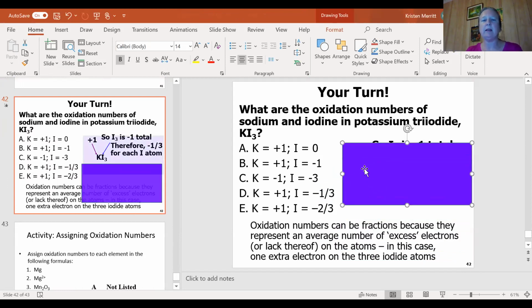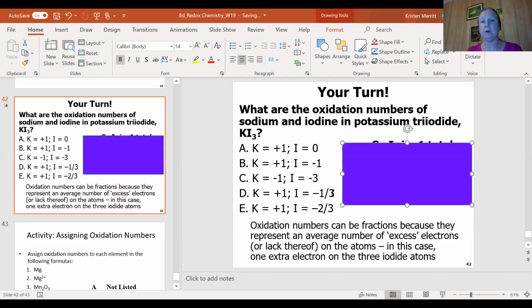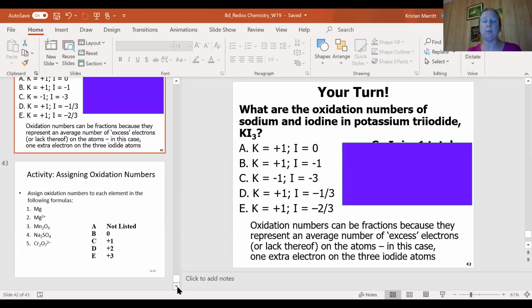So you can, in fact, have a fraction for an oxidation number. I will not give you one of these, but you might get one in ALEX. So I want to show you that you can. Potassium triiodide is KI3, right? So potassium is a group 1, so it's always going to be +1. That means the I3 has to equal -1, and you have 3 of them, so it's going to be -1/3 for the iodine. So just in case you get one of these in ALEX, know that yes, you can have a fraction in oxidation numbers only because it's our bookkeeping.